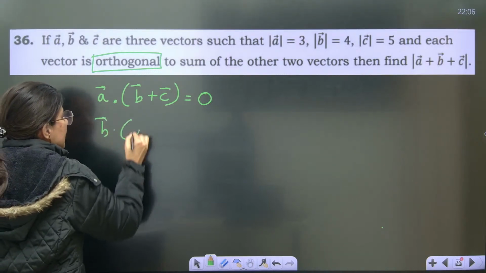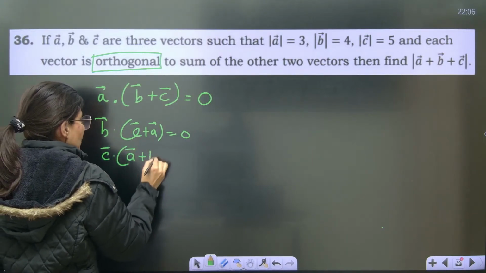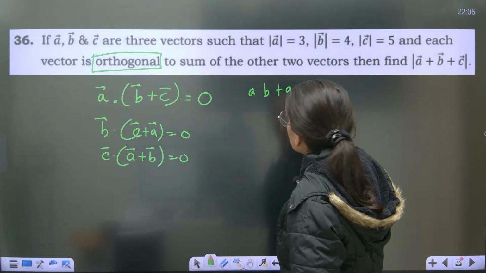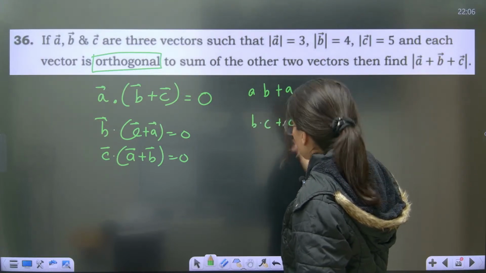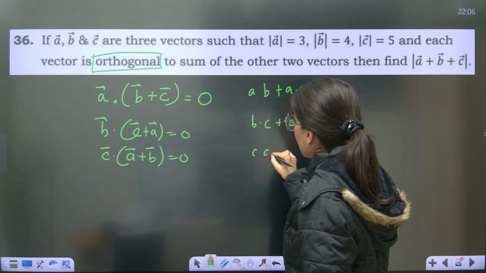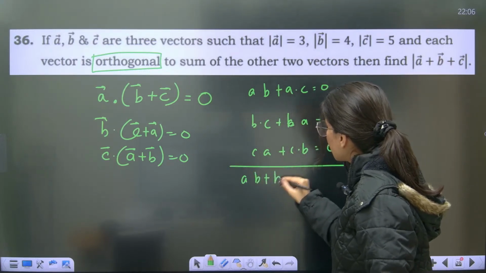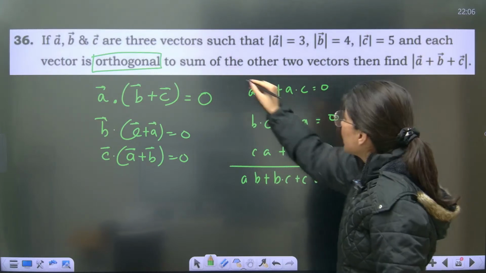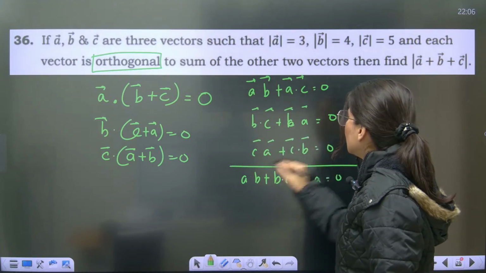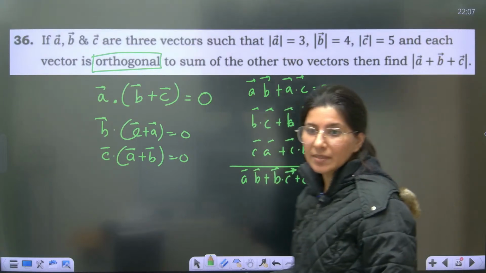Again, B dot C plus A is also 0. And C dot A plus B is also 0. Understanding or not? So this will give you A dot B plus A dot C equals to 0. B dot C plus B dot A is equals to 0, right? And C dot A plus C dot B is equals to 0. Now add. A dot B plus B dot C plus C dot A is equals to 0. Please do not forget to apply this vector.